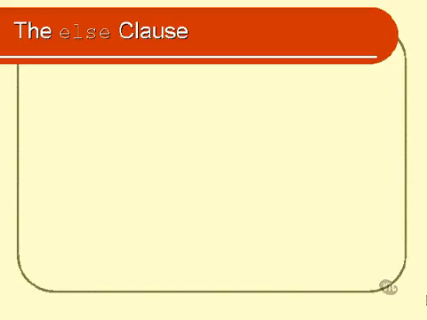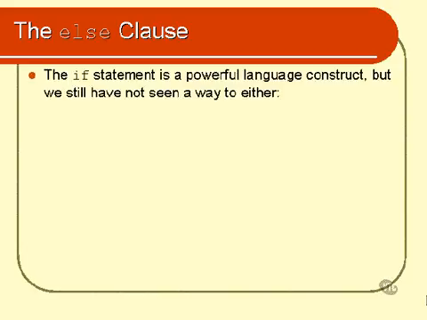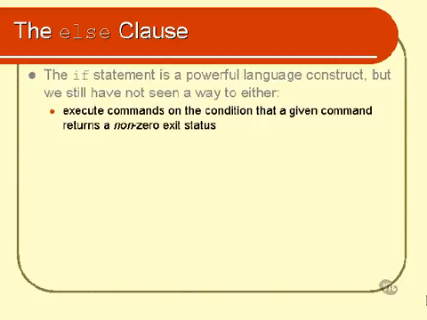In this module we examine the else clause, which is actually part of the if statement. We've seen that the if statement is actually a powerful language construct. Now that may be, but we still haven't seen a way to do the following two things. Firstly, we haven't discovered how to execute commands if a given command produces a non-zero exit status. The examples that I've shown you so far only execute the given code if a zero exit status is produced.